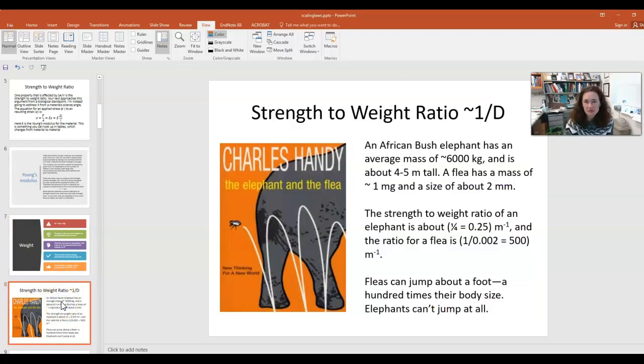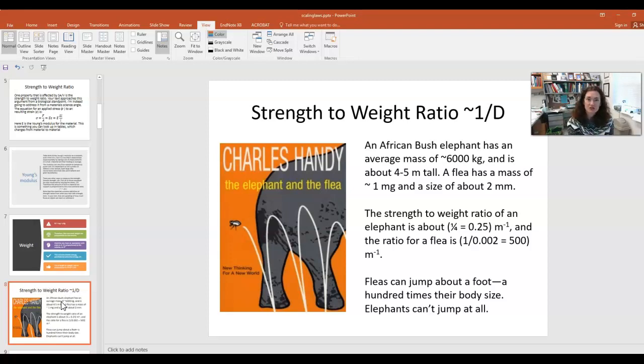So as an example of this, let's think about the elephant and the flea. An African bush elephant has an average mass of about 6,000 kilograms. It's about 4 or 5 meters tall. A flea has a mass of about 1 milligram and a size of about 2 millimeters. If you measure the length of a flea, it's about 2 millimeters.